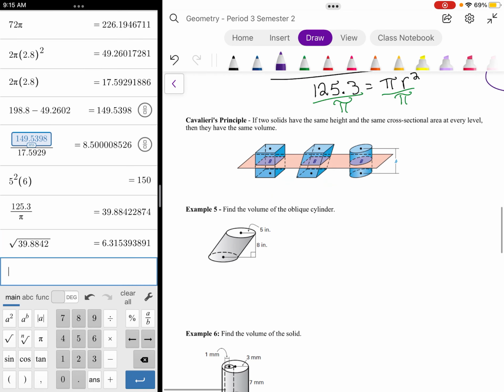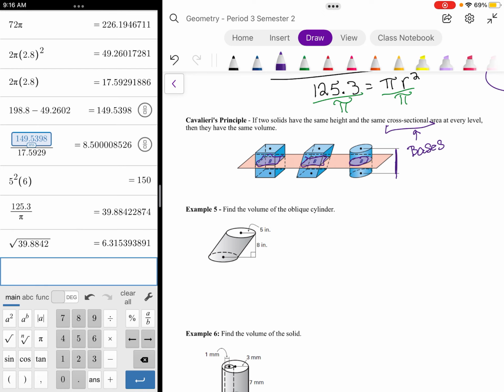Now, sometimes we're going to be working with right cylinders or oblique cylinders and prisms that are slanted. And we have Cavalieri's principle, and that tells us if the solids have the same height and the same cross-sectional area, so the same area of the bases, at every level, then they're going to have the same volume. So these three shapes all have the same volume because they have the exact same height, and the area of this cross-section, B, is the same in all of them. So they would all have the same volume.